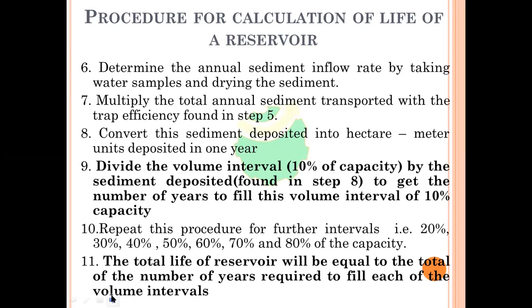The total life of the reservoir will be equal to the total of the number of years required to fill each of the volume intervals. So first we will get how many years it will take from 100 to 90. Next, 90 to 80, how many years? 80 to 70, how many years? After summation of all the years, we will get the total time period of the life of the reservoir. Okay, so by following the above procedure, now we are doing the problem.